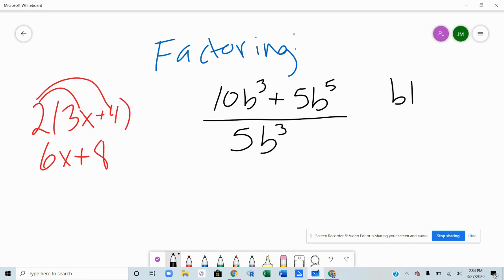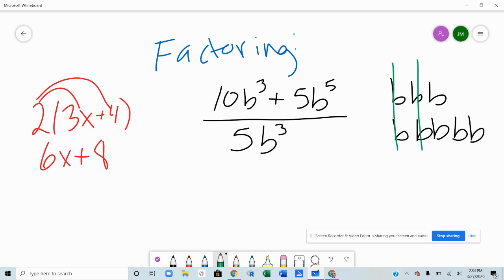Or you can write them out. The first one has 3. The second one has 5. Cross out what they have in common. You crossed out 1, 2, 3 of them. You can't cross these ones out because there's nothing, which gives you b to the 3rd. That's your GCF. The GCF is your outside portion.